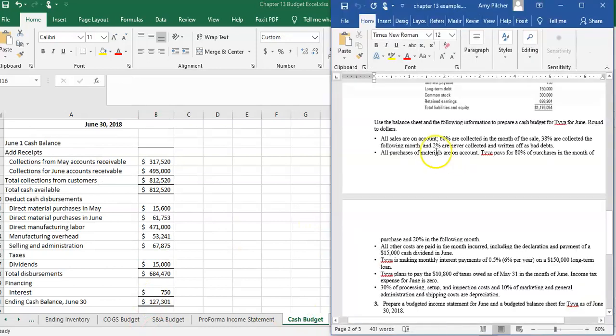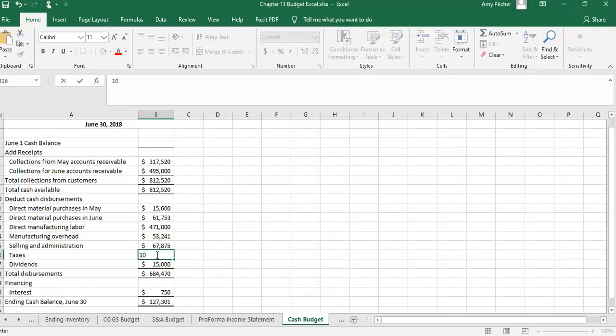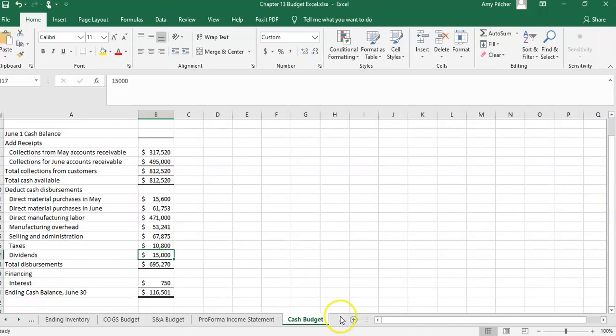The last thing we need on our cash budget is taxes. It said that we plan to pay $10,800 of taxes owed as of May 31st in the month of June. Okay, $10,800. That gives us an ending cash balance for June 30th.